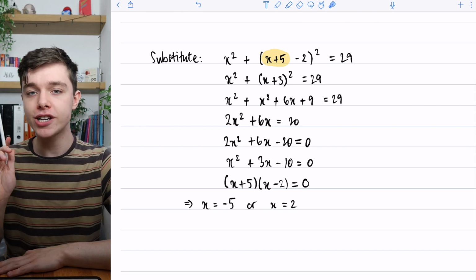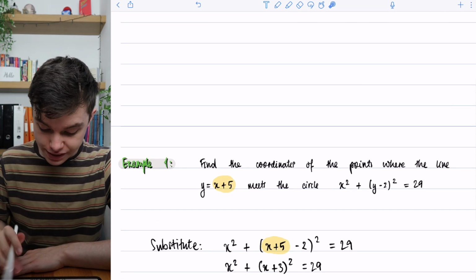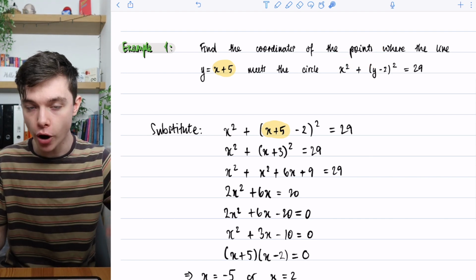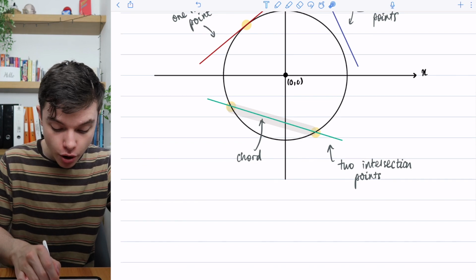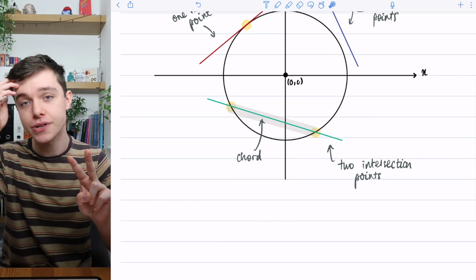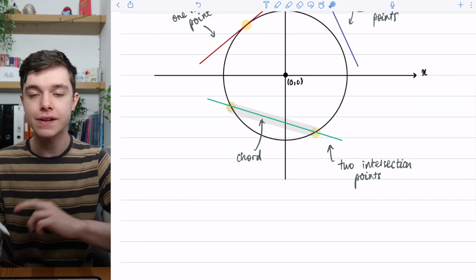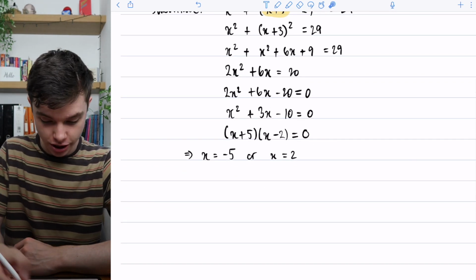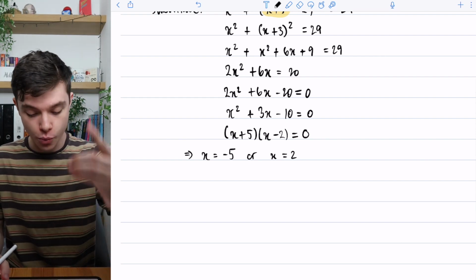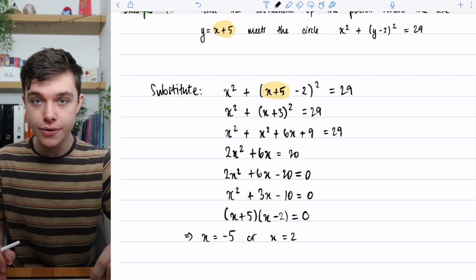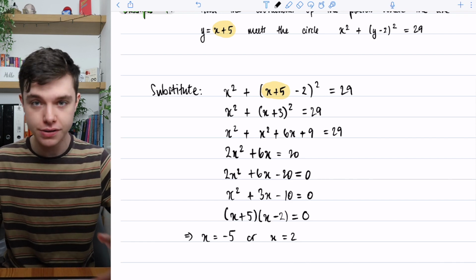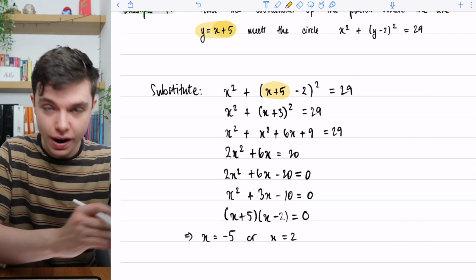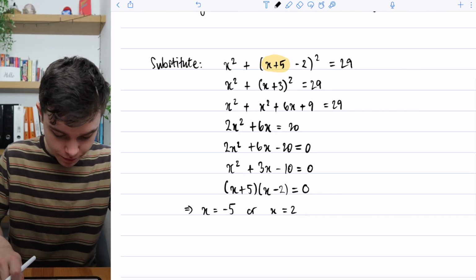But we were also expecting two values because we were told points. So looking back up here, we're going to have two intersection points. In other words, we're going to have two x values. So those are my two x values. And then we need to work out the y values. To do that, all I'm going to do is substitute each of those x values, or x coordinates, to find the y coordinates, into this straight line. So let's do that.